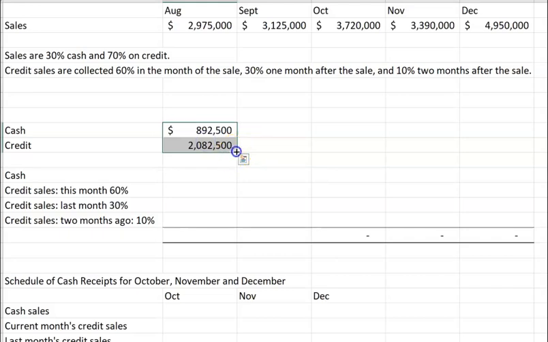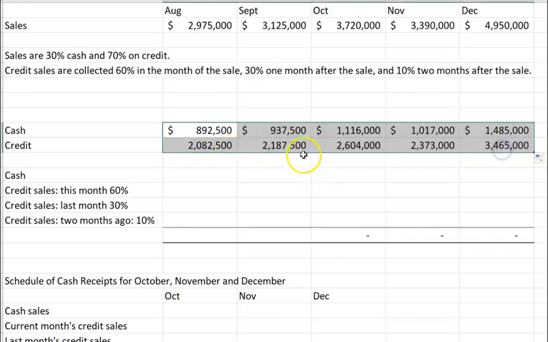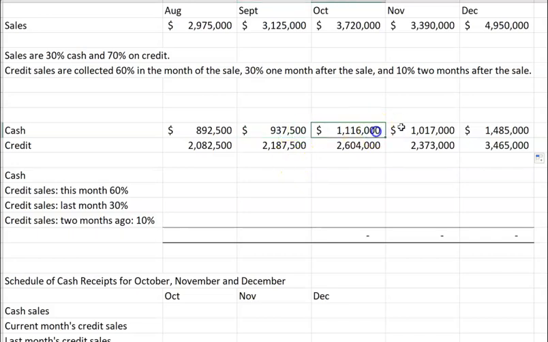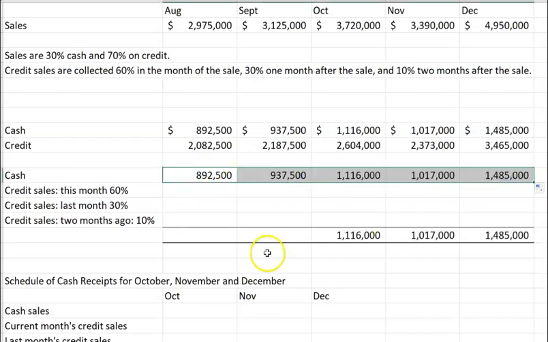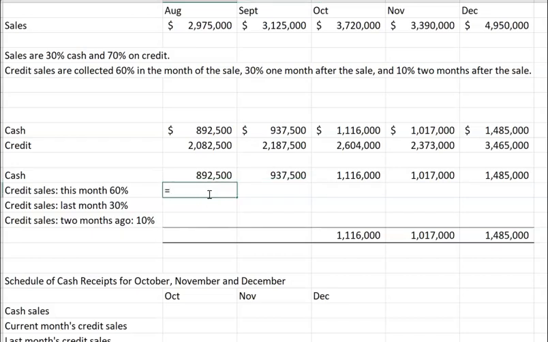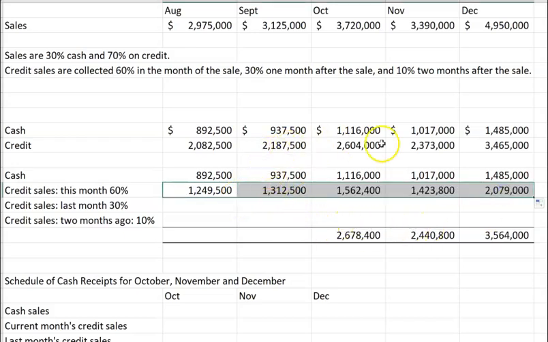And I'm just going to copy that over. And so we can get the breakdown: 30% cash for each month, 70% credit. So we know that the cash is being collected in the month. Okay. And then the credit sales. So we can look at the credit sales. So we can see 60% is collected in this month. So if we take our credit sales and multiply it by the 60%, that tells us the amount collected in this month. I'm going to copy that over to get 60% of the credit sales being collected in the same month.